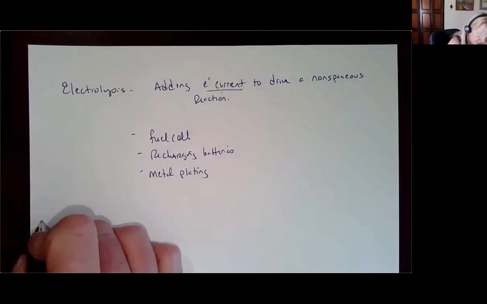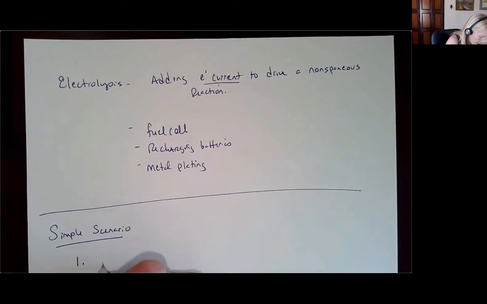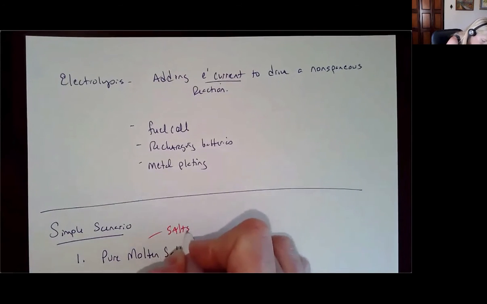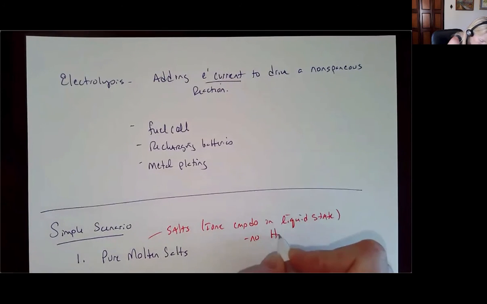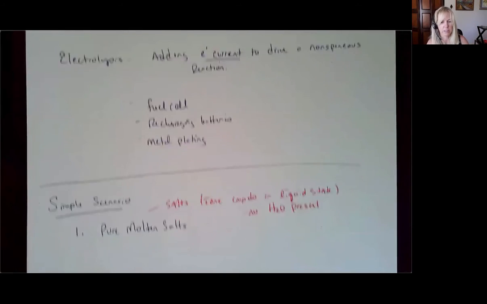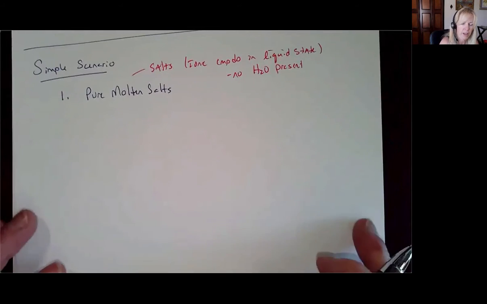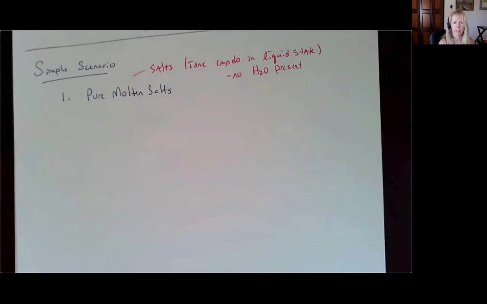All right, so with electrolysis, I can have three different scenarios. I can have a simple one. This is going to be if I have pure molten salts. So this means I have salts, ionic compounds in the liquid state, no water present. So these are not aqueous solutions, these are molten. So I've added enough heat to move that salt from the solid phase to the liquid phase.